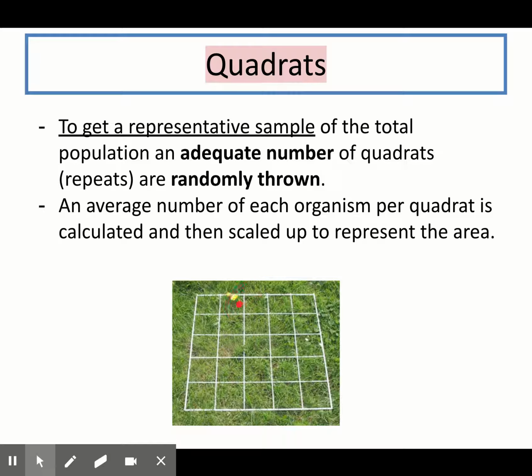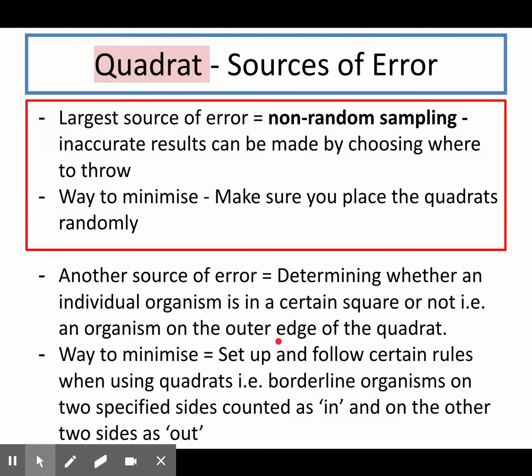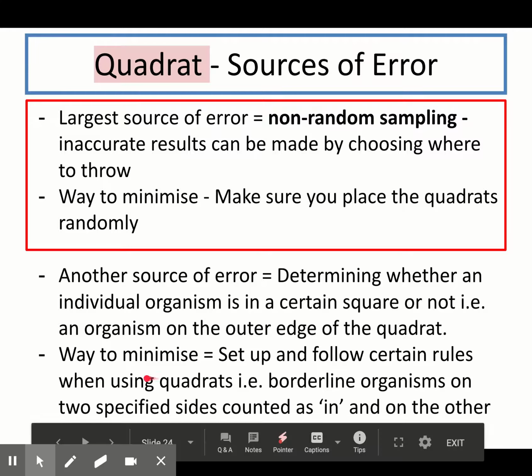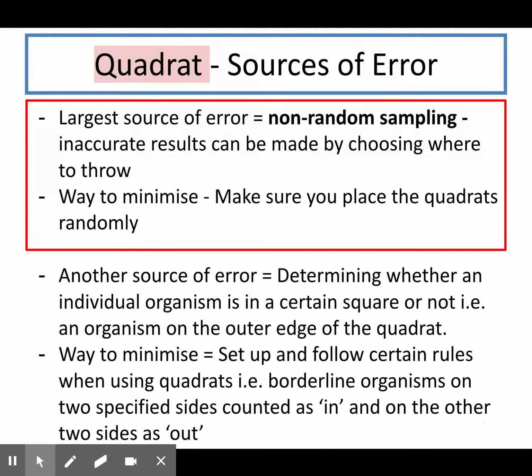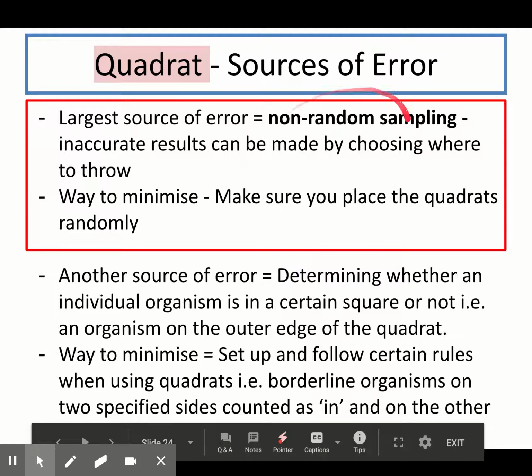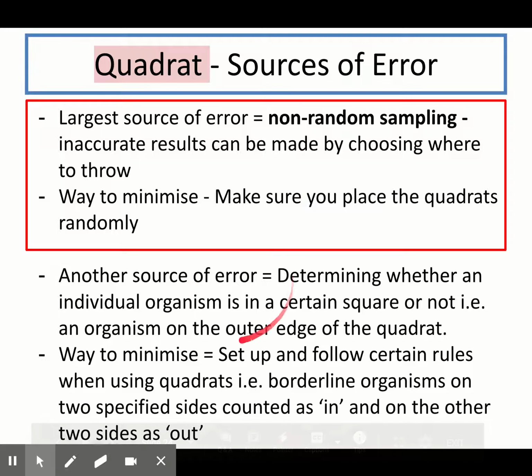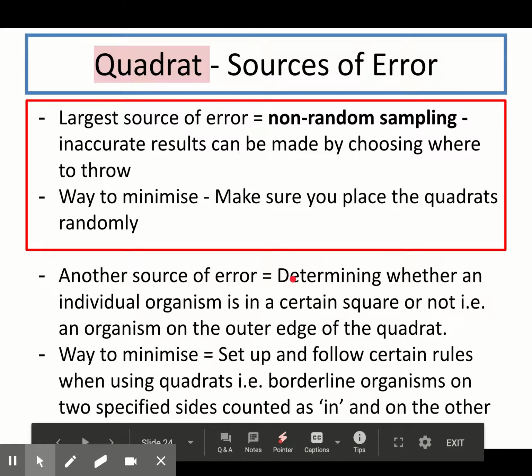So essentially with quadrats, you only count the box once if there's even 5 things in it. So even if there were 5 dandelions in this box, I would still just count 1 out of 25, or whatever the number of squares is. That's a big source of error. Do you count it? Do you not? So a way to minimize this is to set it up and follow certain rules when using the quadrats. Some scientists decide that borderline organisms, those on basically the borderline of the quadrat, if found on 2 specified sides, might count as in, whereas on the other 2 sides, they count them as out. Now, that's just an example. You don't need to know this. As I said, go for the previous one for sources of error if you can, but this one here is just another example of what you could say.